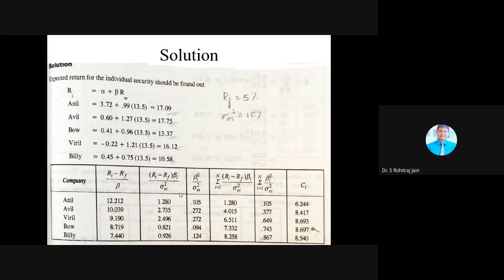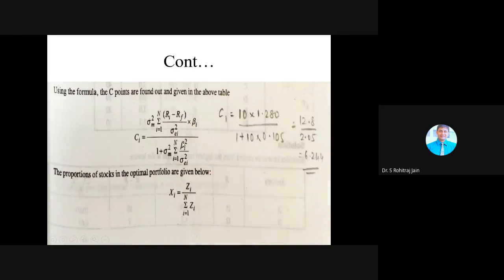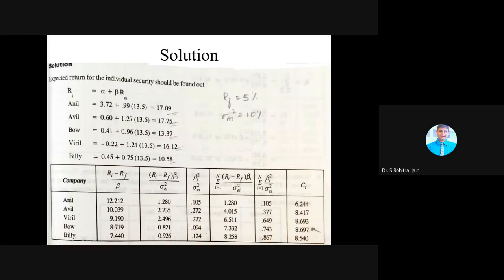So after solving till the fourth column, how I am getting the fifth column? See the formula here, all of you. Here, summation symbol is there. Summation of I is equal to 1 to n, Ri minus Rf divided by sigma ei square into beta. So already, students, this is very tricky here. Already I have solved here. See here, in the third column, I have solved 1.280.